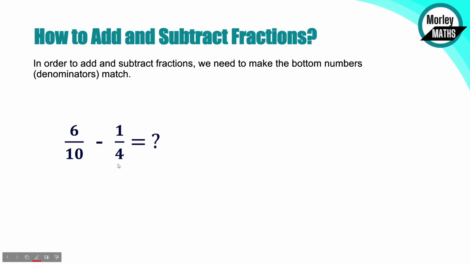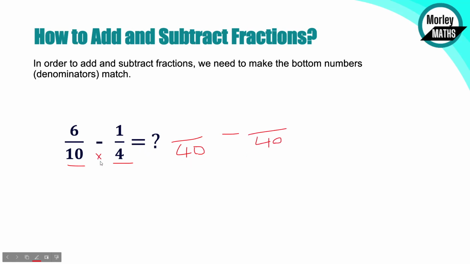So what we're actually going to need to do here is look at the 10 and the 4 and think, what can both of those numbers multiply into? Well, quite easily, we can actually just multiply those two together. So we know that we're going to want both of these bottom numbers to be out of 40 essentially. So both of those will be out of 40. So we'll have that one out of 40 and that one out of 40.